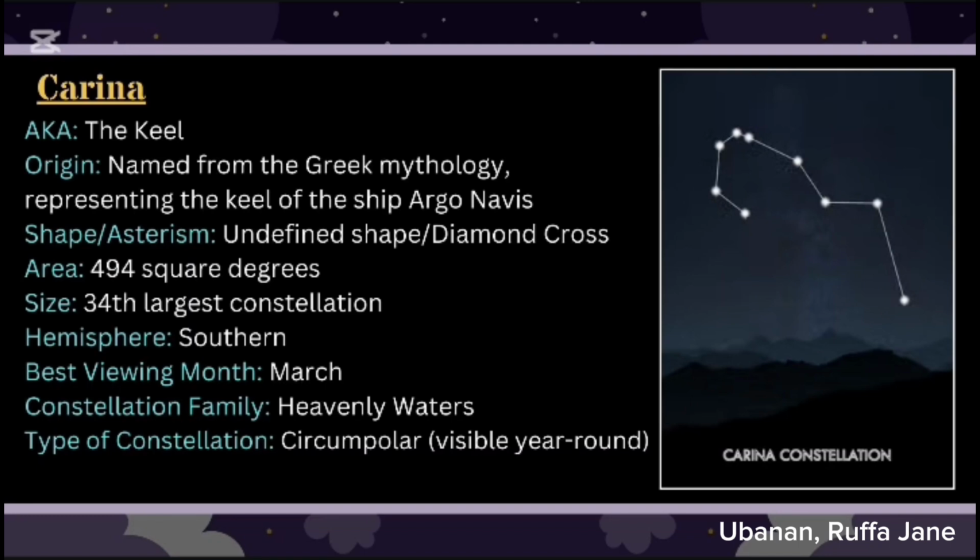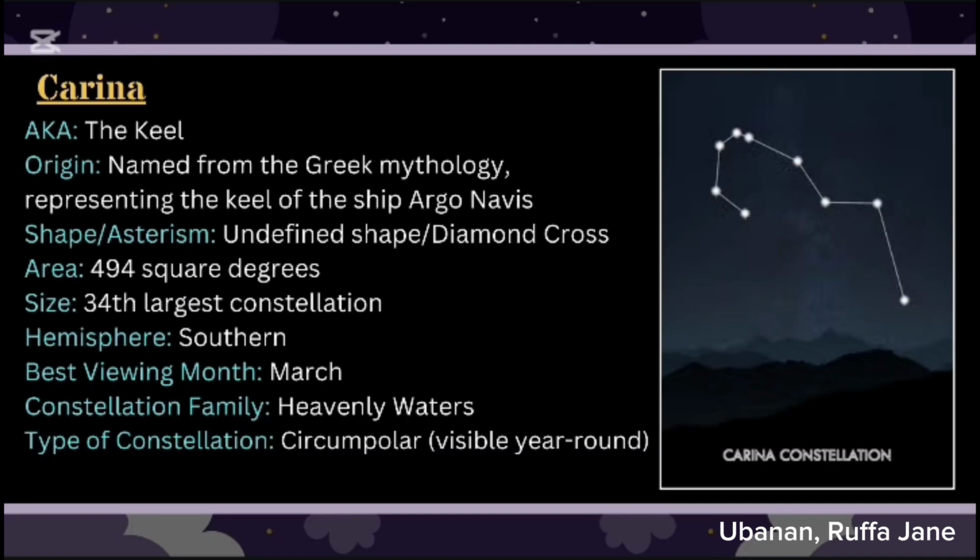However, the constellation Argo Navis was too large and was eventually divided into three smaller constellations: first, Carina, or the keel; second, Puppis, or the stern; and Vela, which is the sails. The constellation doesn't have a defined shape, but it does contain a prominent asterism called the Diamond Cross, formed by four bright stars. Carina is a large constellation covering 494 square degrees of the sky.